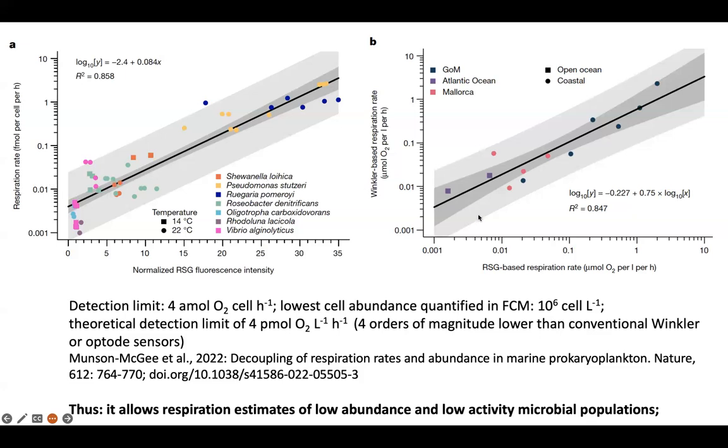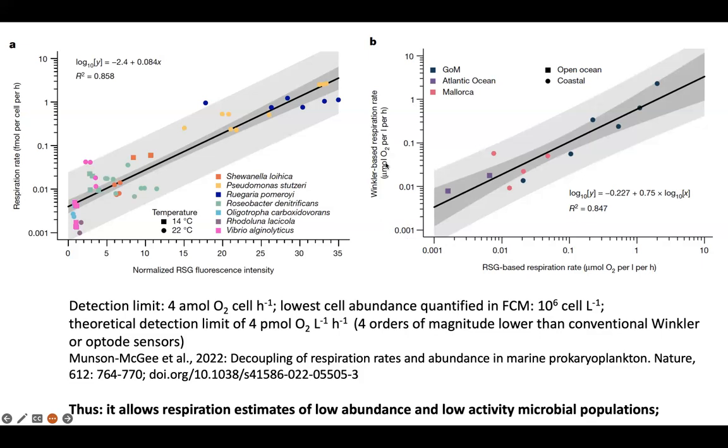And then we also went into the ocean and sampled the Gulf of Mexico and the open Atlantic off Mallorca. Here it says Mallorca, but it should be, of course, the Mediterranean Sea off Mallorca. So we used open ocean and coastal waters, getting again quite a range of respiration rates as determined by Winkler, and measuring at the same time the RedoxSensorGreen fluorescent intensity.